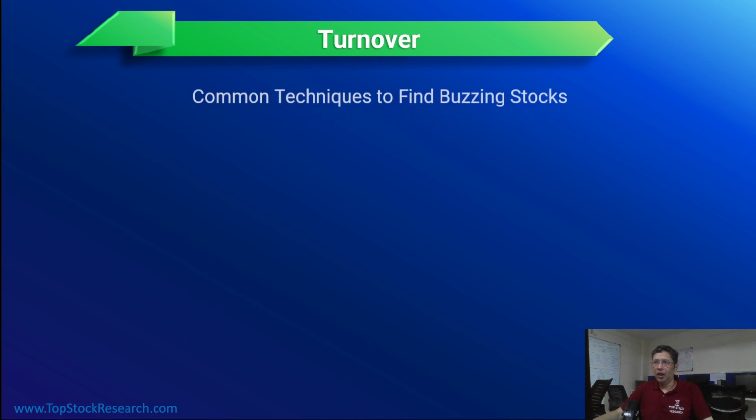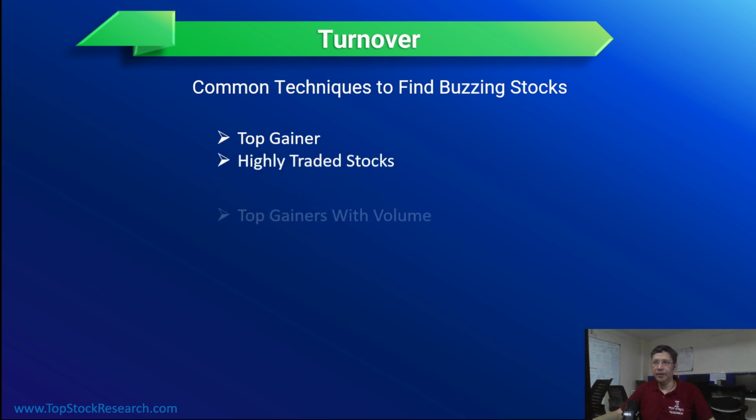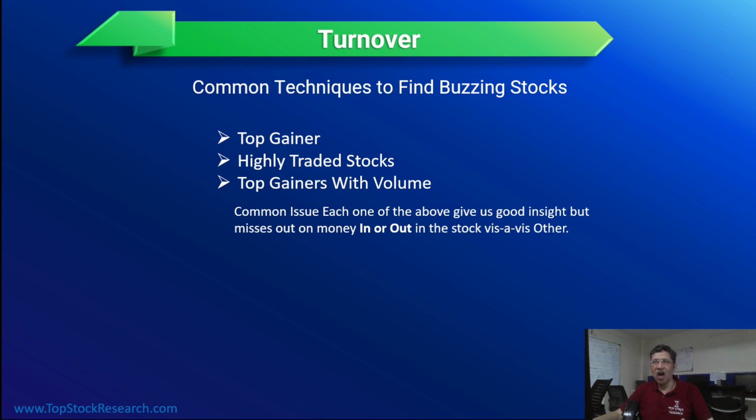So turnover. First of all, before jumping into what turnover is, what are the common techniques used to find buzzing stocks? The most important one is to find top gainers, where the maximum money is made, or highly traded stocks, or a combination of these things. All of them are perfect, very commonly used, and it makes good sense to use them. But all of them miss out on a very important idea, which is where the money is going and how much money is going in or out of a stock.